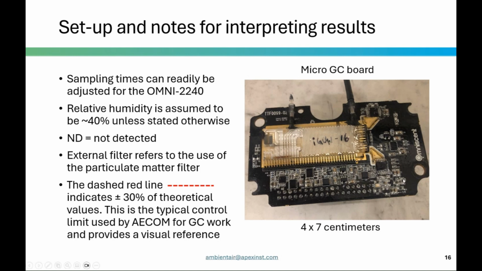And then on the right-hand side here, of course, is a picture of the micro GC board. So I thought you all might be interested in seeing that.